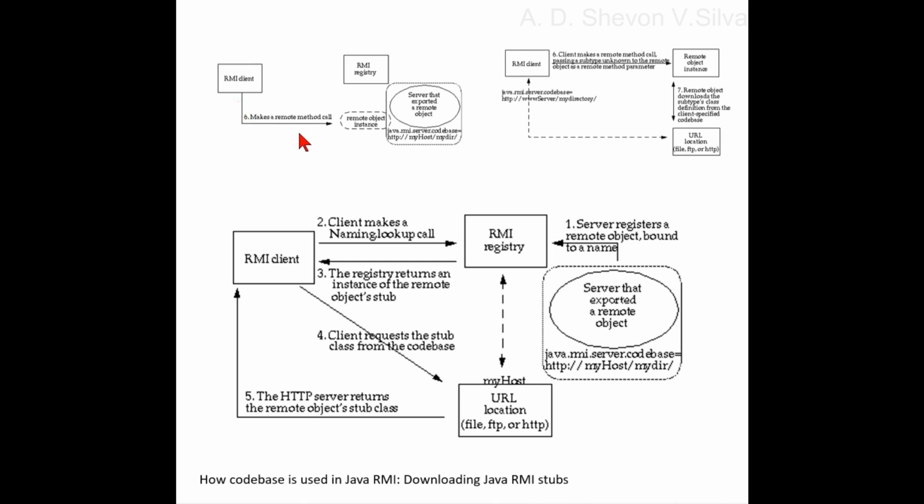So unlike the applet, which uses the codebase to execute the code in its local VM, the remote RMI client uses the remote object's codebase to execute code in another, potentially remote, VM, as illustrated in this figure.